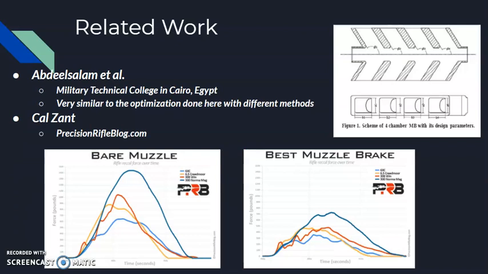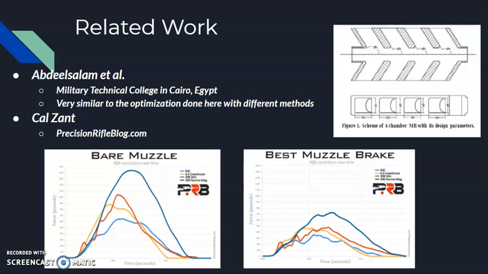The most closely related research to this topic is a paper by Osama Abdusalam of the Military Technical College in Cairo, Egypt. There, their team optimized a muzzle brake for a large caliber sniper rifle using similar parameters to this project but very different methods. This paper used what they call design of experiments, or DOE, for their optimization, which uses a matrix of 3 objective functions to maximize efficiency and thrust while minimizing felt recoil. This was done using a multi-objective genetic algorithm.